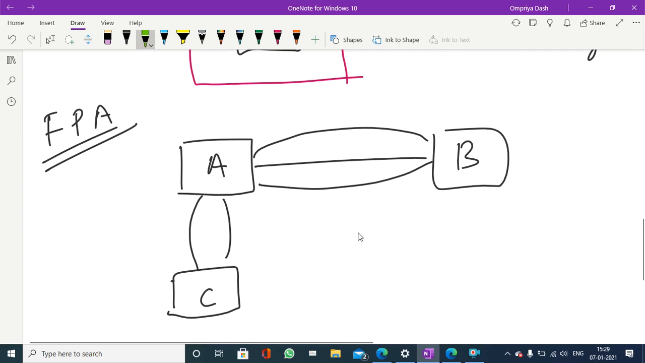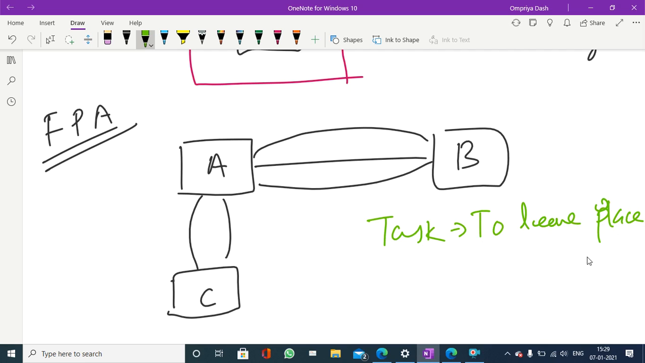Now, let's understand the task here. The task here is to leave place A. Well, in order to leave place A, you will either go to place B or place C, right? Because there are 3 places here in this drawing. So if you want to leave place A, either you will go to place B or you will go to place C, right?